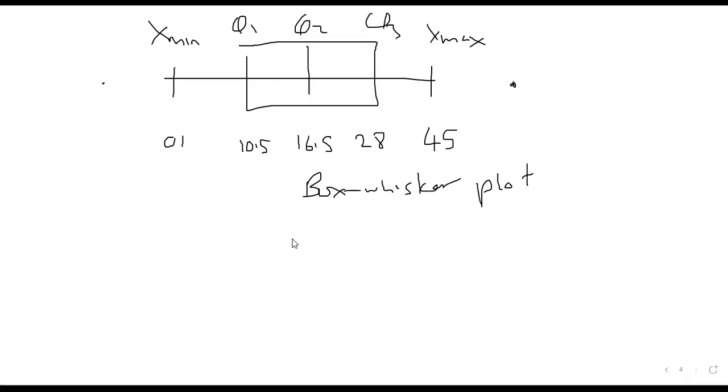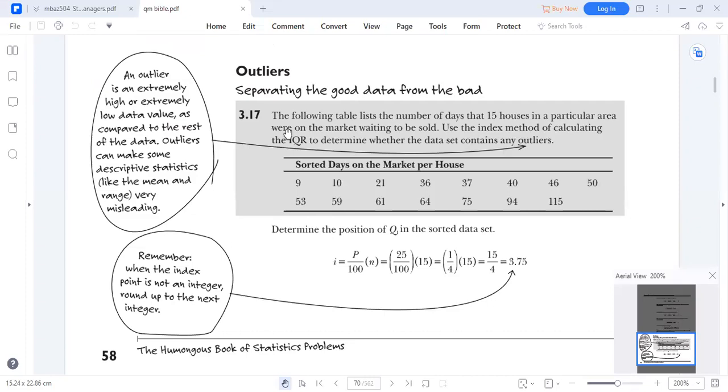Yes, it is. So I want you now to try this question. Just identify whether there's an outlier, find the quartiles, draw the box whisker plot. I'm going to give you 5 minutes. Okay, so we're given a question: list the number of days that 15 houses in particular are waiting to be sold. So we have these numbers here. We've been asked to come up with a box whisker plot and identify whether there's any outlier.